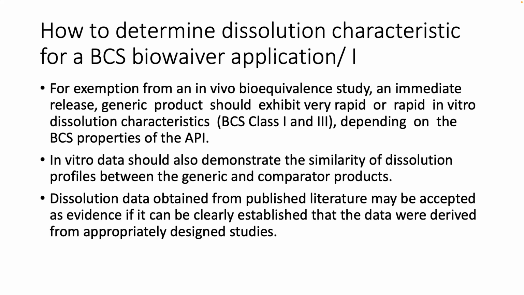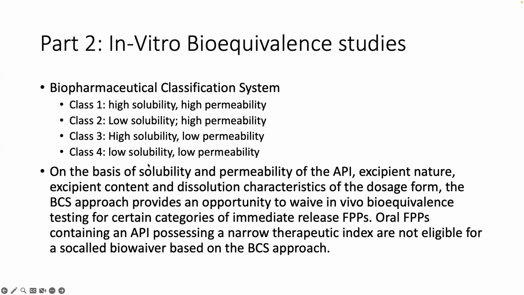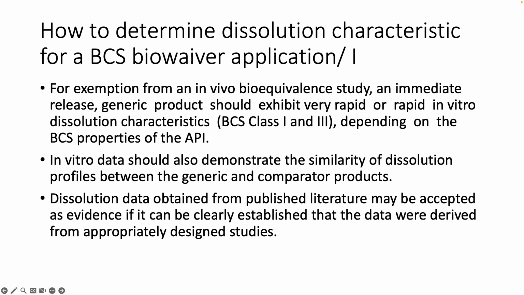Now, how do we determine the solution characteristics for a BCS biowaiver application, right? BCS is that classification that we talked about earlier on. We use it for something called a biowaiver. It means that, like I explained earlier on, once your API passes this first test, then you can get a biowaiver to only do in vitro testing. Now, how do you determine the solution characteristic? For exemption from this, an immediate release generic product should exhibit very rapid or rapid dissolution.